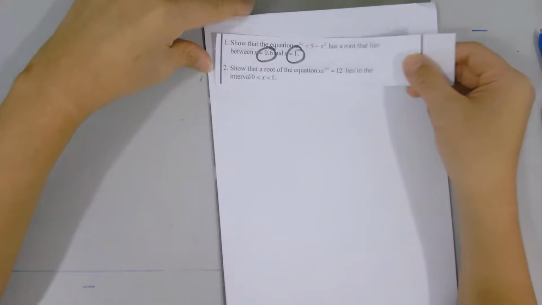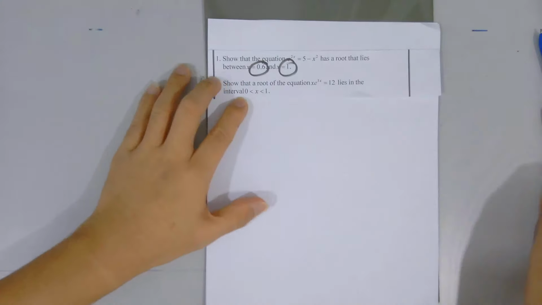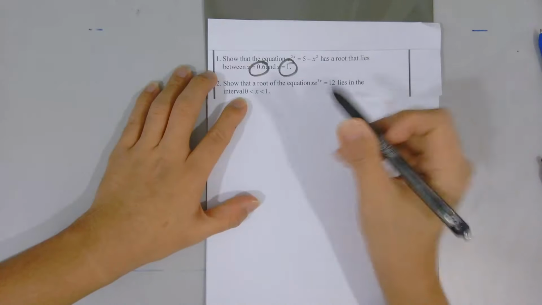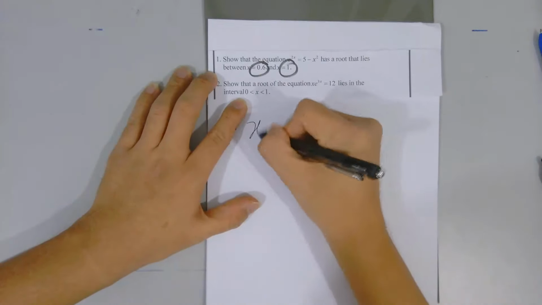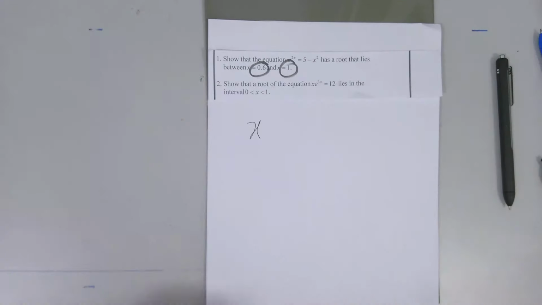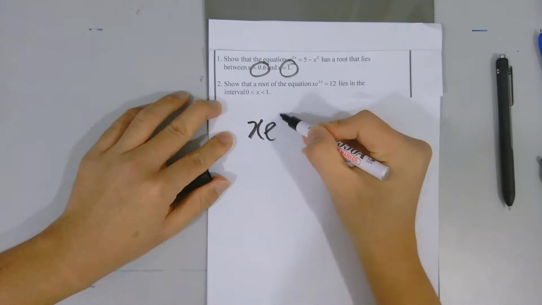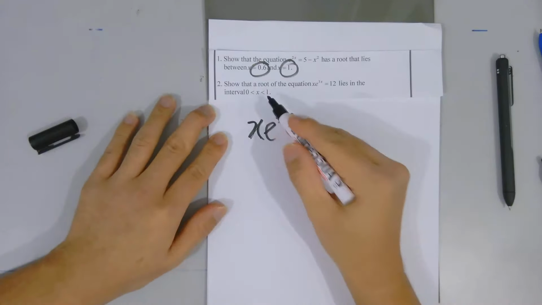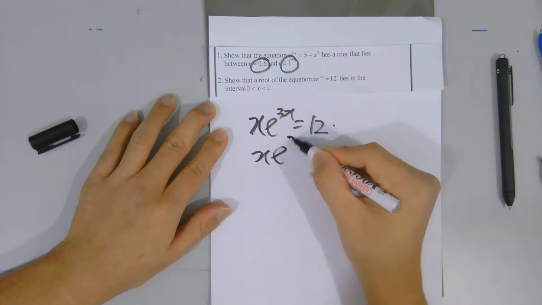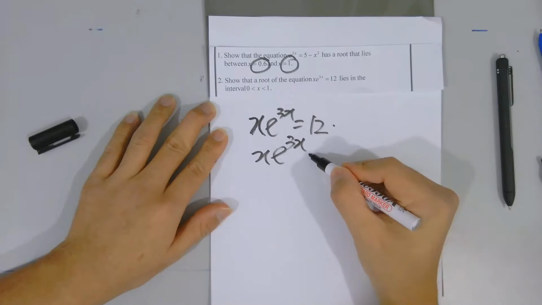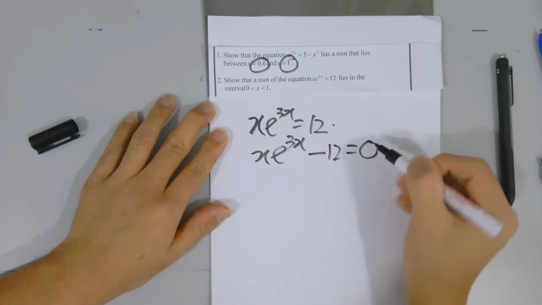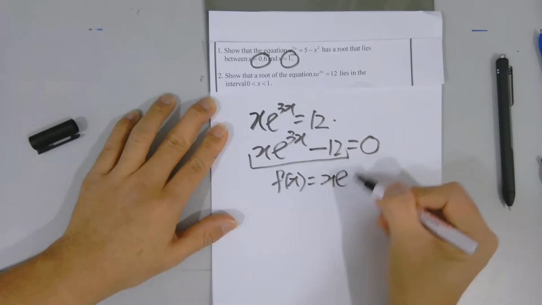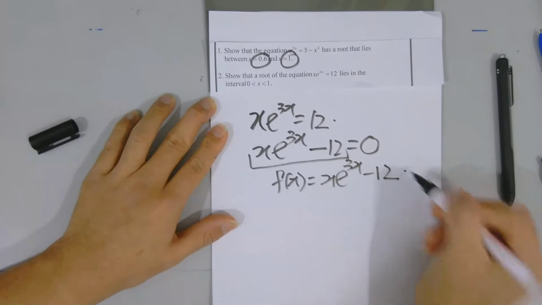I just want to tell you more details in everything that I explain. Show that there is a root that lies between 0 and 1 for x e to the power of 3x equals 12. Very easy. So x e to the power of 3x minus 12 equals 0. This will be my f(x): x e to the power of 3x minus 12.